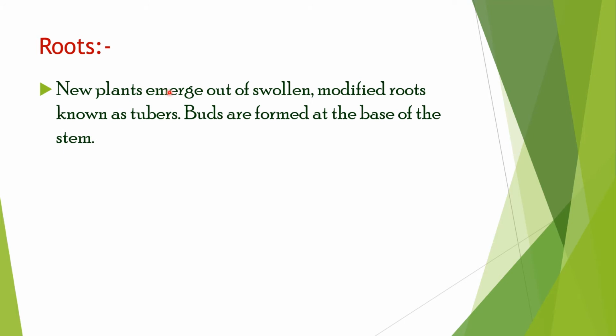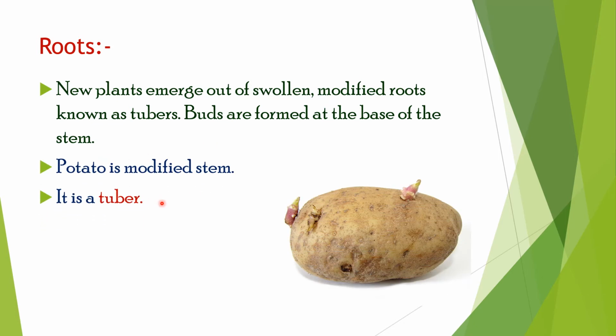How do plants grow through the roots? New plants emerge out of swollen modified roots known as tubers. Buds are formed at the base of the stem. Potato is a modified stem. It is a tuber. Look at the example here. This is the potato. It has buds. The starting points of the buds are called eyes. When the potato containing a bud is planted into the soil, it will grow into a new plant.